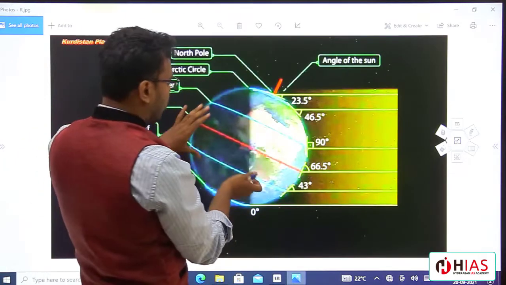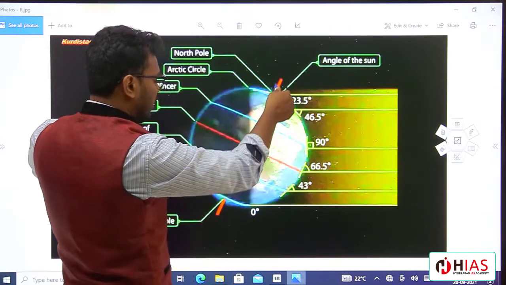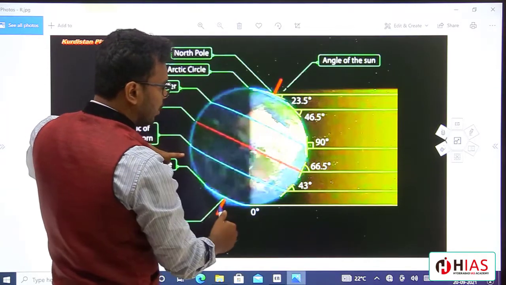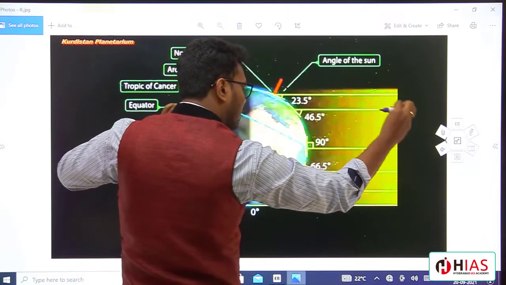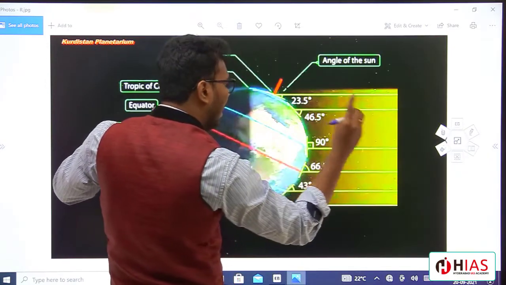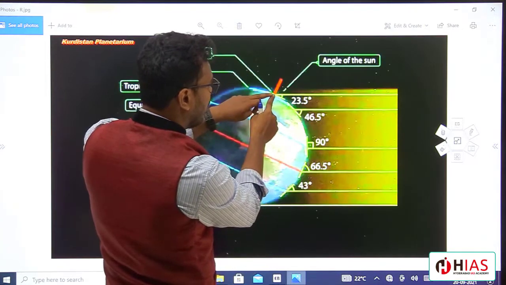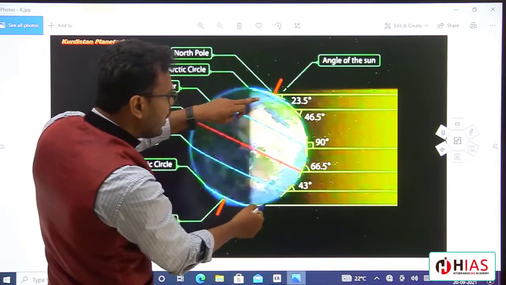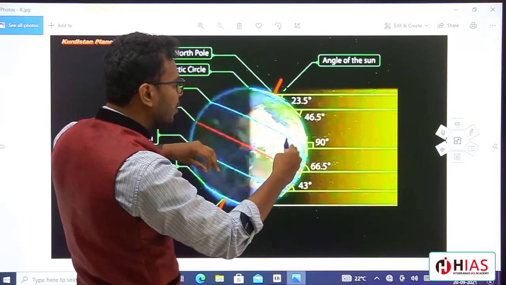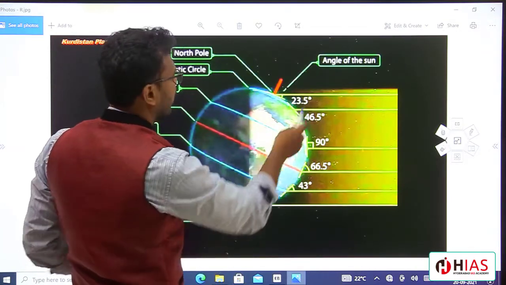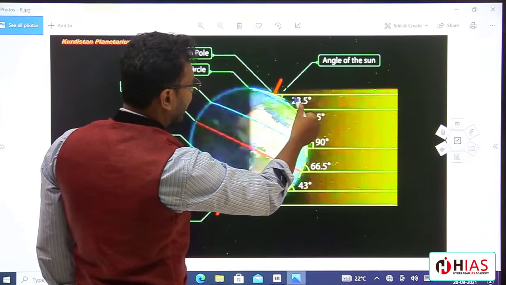See guys, for suppose, this is the earth surface. This red color one is the axis of the earth. Sunlight is falling in this direction. See, the sunlight is directly falling at a particular place, that is over here, 23.5 degrees. In remaining places sunlight is not falling directly, but it is a little bit slant, or else a little bit oblique. See, the angle of the sun is falling directly over here.